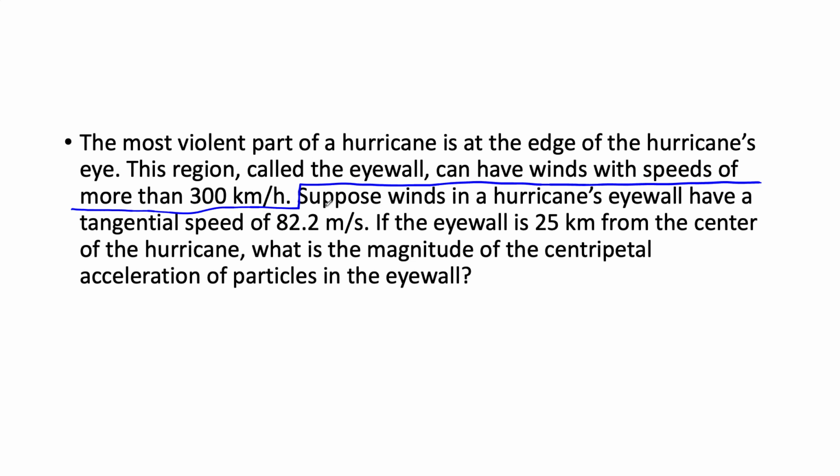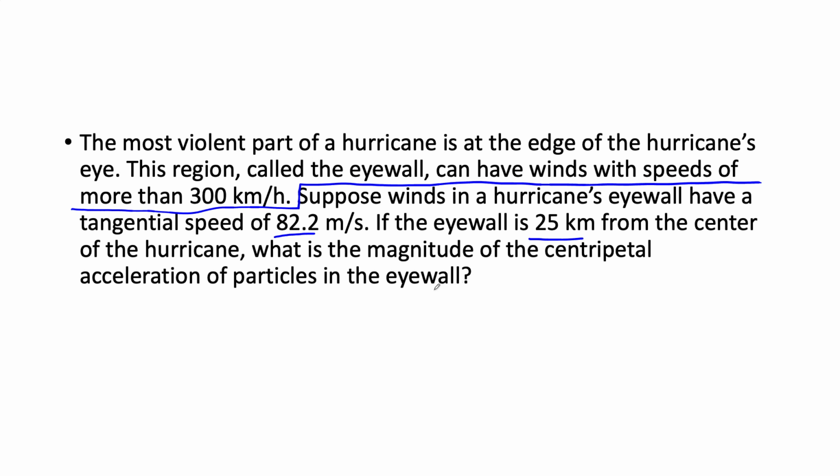Now, if we continue on to the next sentence, suppose winds in the hurricane eye wall have a tangential speed of 82.2 meters per second. Now, this is not velocity, because we're just looking at speed. When we're looking at tangential speed, it's going to spin, so it's always changing direction. But we know that the speed portion of the velocity is constant. So there's speed. The eye wall is 25 kilometers away from the center, so we have a distance, or r.